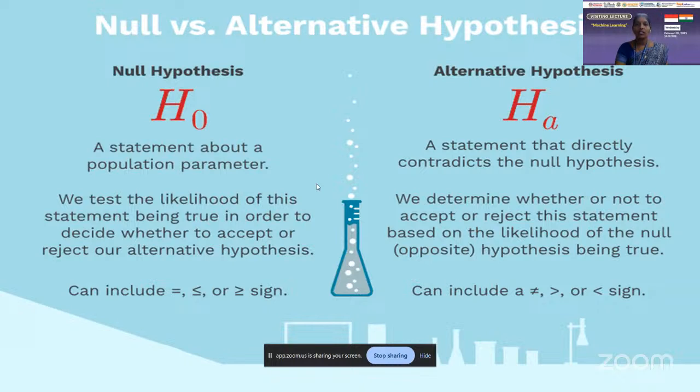So a researcher will always try to find evidence in order to reject the null hypothesis. If we reject the null hypothesis, then only an alternative hypothesis can be accepted. Okay, so a null hypothesis may include operators just like this: equal to, less than or equal to, greater than or equal to. Likewise, an alternative hypothesis may also include greater than or less than symbols.